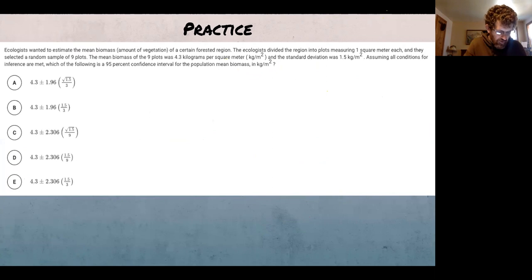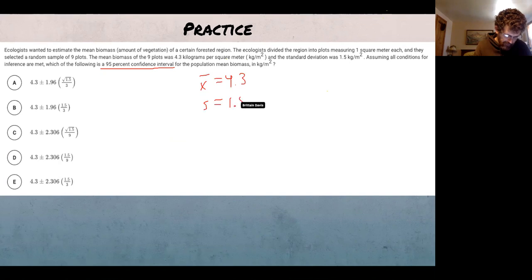So this one actually is a little more straightforward. It still wants us to calculate a 95% confidence interval. This is dealing with mean biomass in 9 plots of 1 square meter land in a certain forested region. Okay, so mean biomass of the 9 plots is 4.3. So it looks like our sample mean, X bar, is 4.3. Sample standard deviation is 1.5.